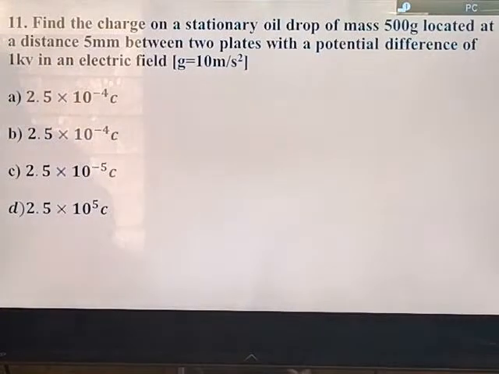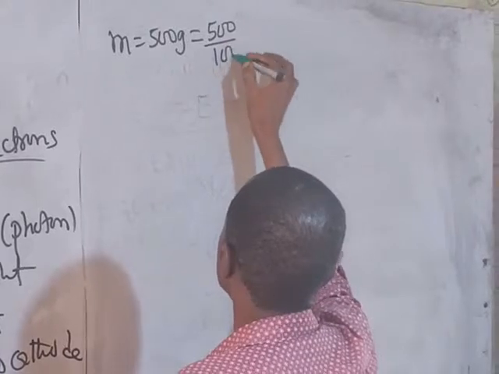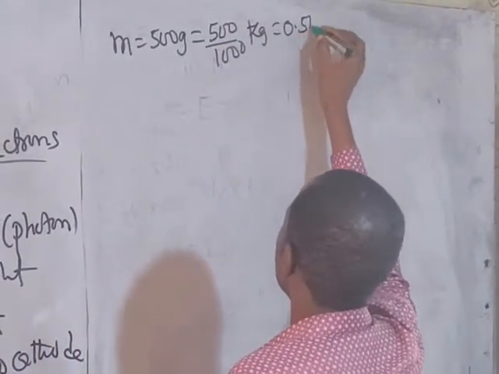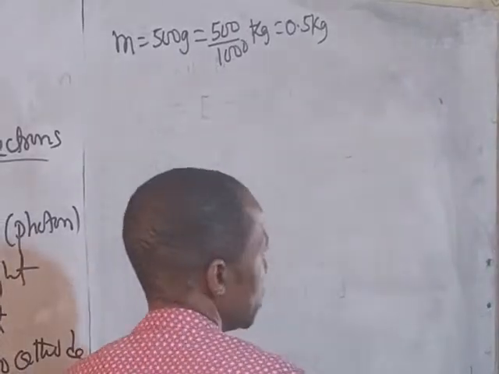Okay, so number 11 says, find the charge on a stationary oil drop of mass 500 grams. So first things first, the mass is 500 grams. What are you supposed to do here? Convert from gram to kilogram by dividing by 1000. So this will give us 0.5 kilogram. That's the very first thing.